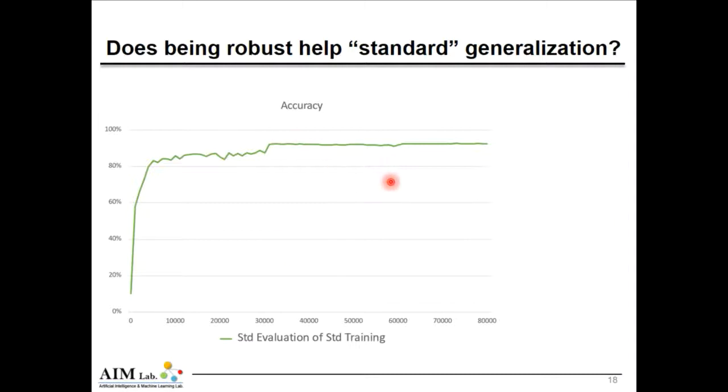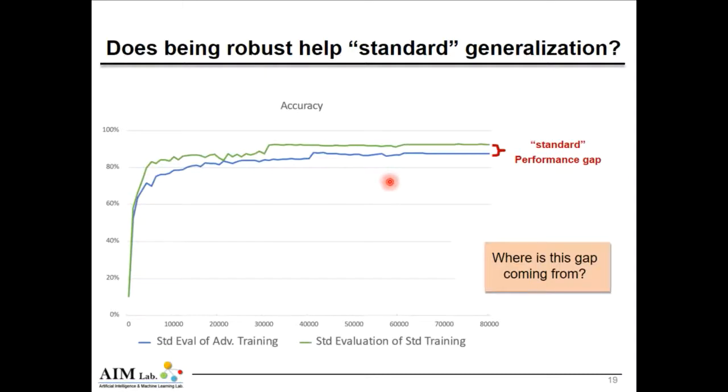So in this slide, there is a standard test accuracy graph. This is just a reference point. However, if we take a look at the standard accuracy of the robust model, then we see that there actually is a gap. It's not a big gap, but it has a gap. At the end, it's always consistently lower than standard training. So where is this gap coming from? Why is this robust model inferior to the standard training?